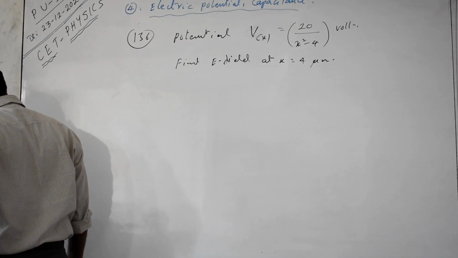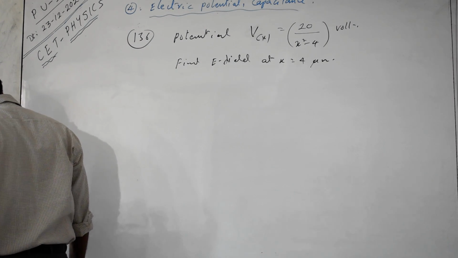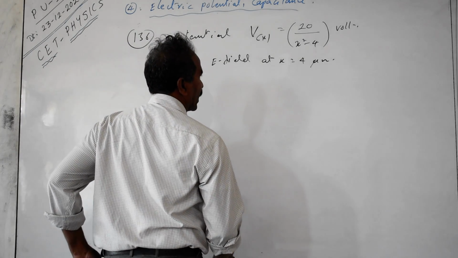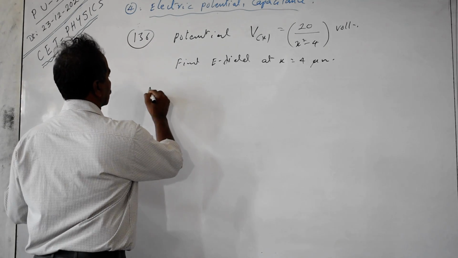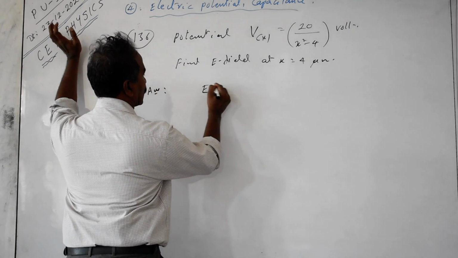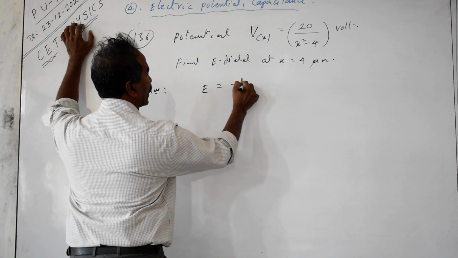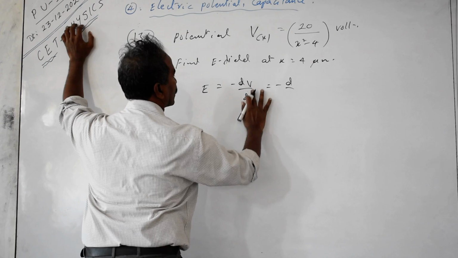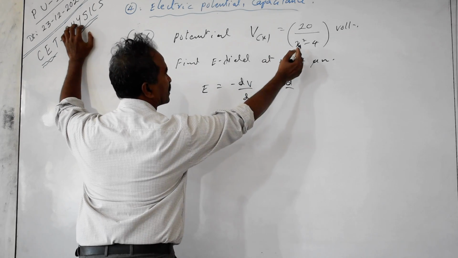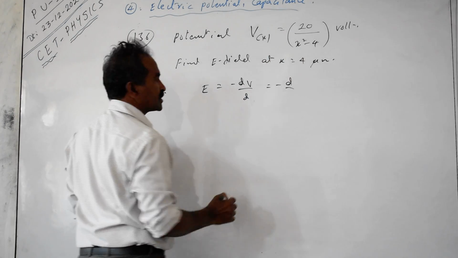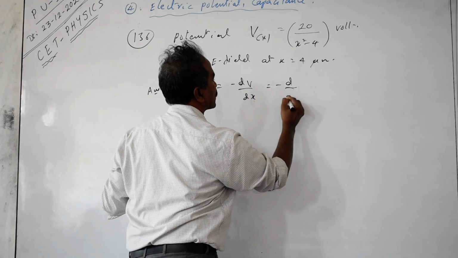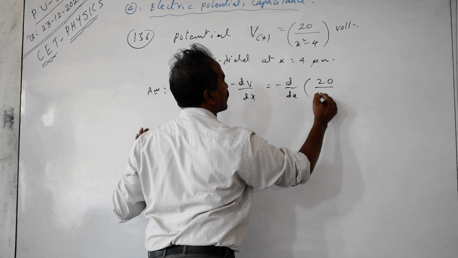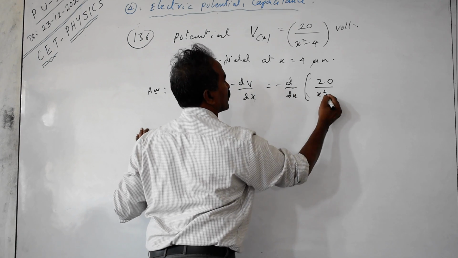This was a previously asked question. Electric field E is equal to minus dV by dx, which is minus d by dx. Here x is the only variable, y is not there. So take it as dV by dx, d by dx of 20 by x square minus 4.